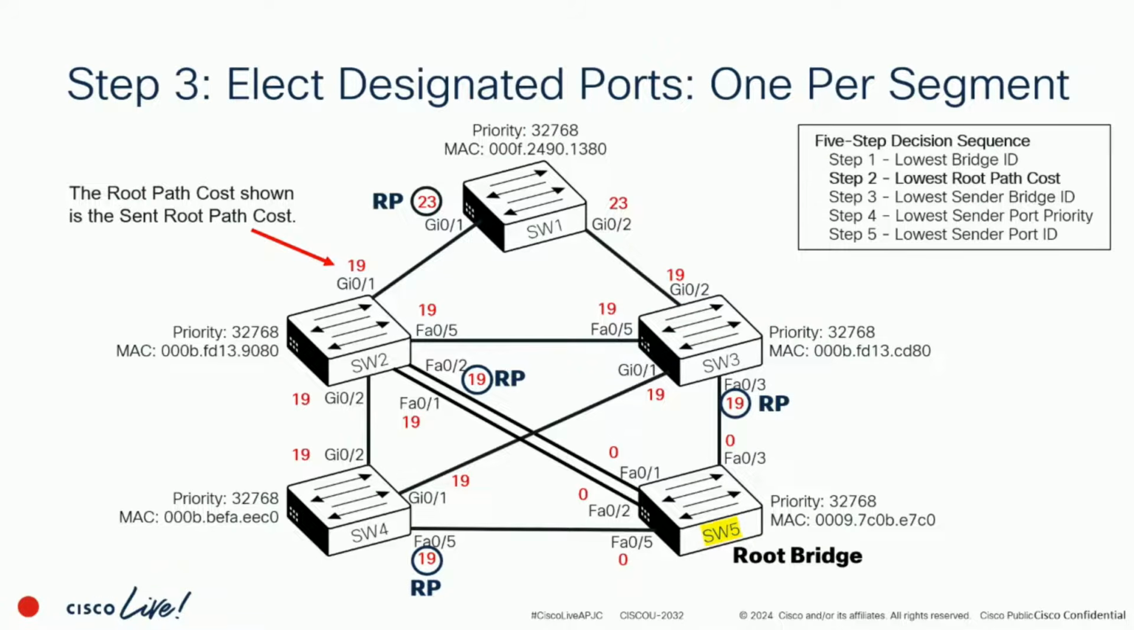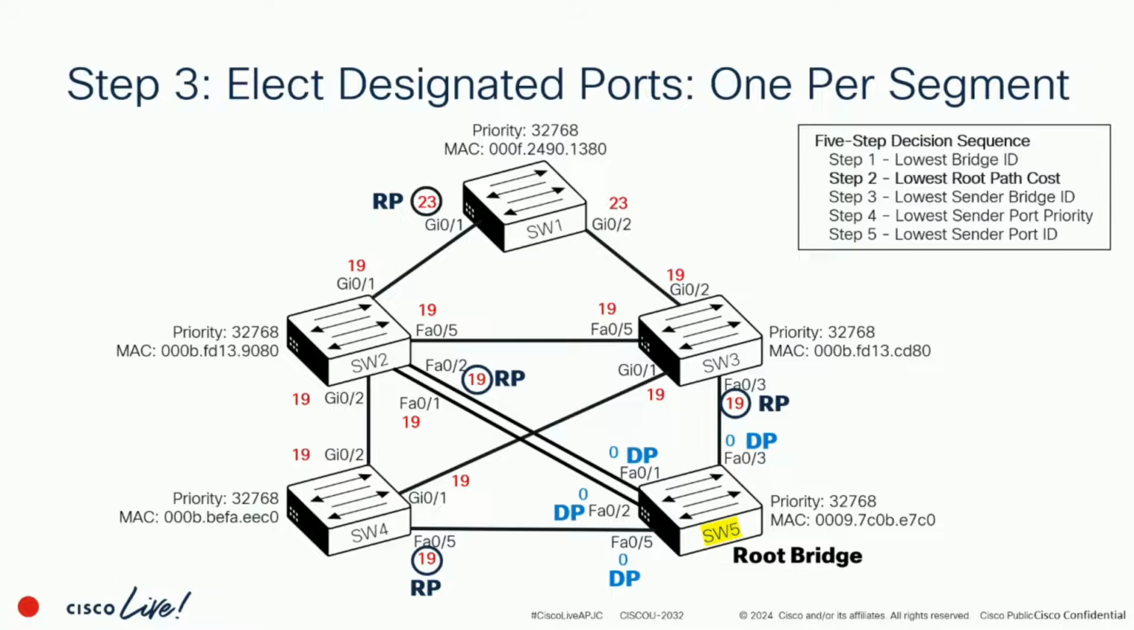Let's start with the easiest one. The easiest one is over here. The root path cost for the root bridge to come back to itself is a grand total of 0. 0 should always be lower than pretty much anything else. So I can guarantee you that all the ports on the root bridge will have to be designated ports. There's no choice at all. It wins. 0 is less than 19. 0 is less than 19. 0 is less than 19. You get the idea. That was the easiest one. Boom. Designated, designated, designated. It wins.